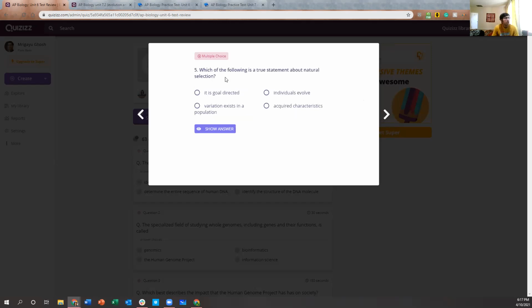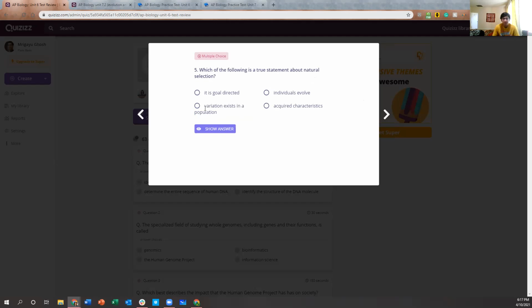Okay, which of the following is a true statement about natural selection? Well, individuals can evolve? Remember, we talked about that. It's populations that evolve over time in response, and it's generally a slow process, gradualism, right? Acquired characteristics, I'm not sure what that means. Well, variation does exist, but I think this is probably the right answer.